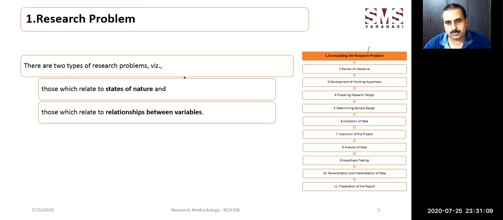We follow two steps. We take care of two basic steps. That is, we try to identify the nature of the problem, and second one, relationship between variables. So if we wish to understand these two lines, first we have to take one particular example.